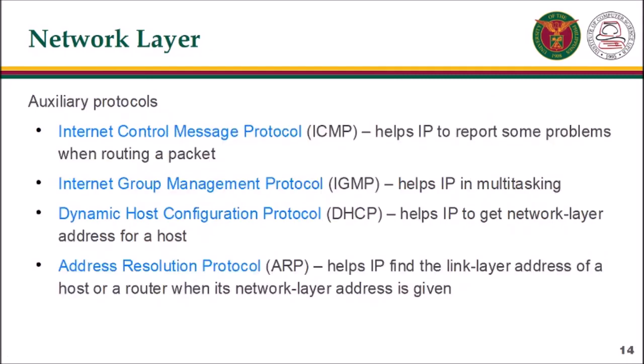However, there are several support protocols, like the Internet Control Message Protocol or ICMP. It helps IP to report some problems when routing a packet. Another is the Internet Group Management Protocol or IGMP. It helps IP in multicasting. The Dynamic Host Configuration Protocol or DHCP helps IP to get a network layer address for a host. The Address Resolution Protocol or ARP helps IP find the link layer address of a host or router when its network layer address is given.